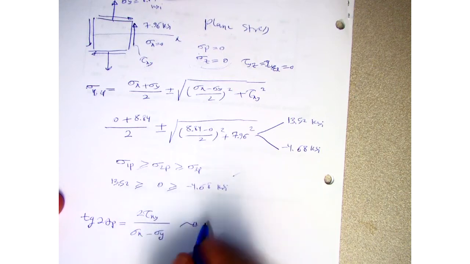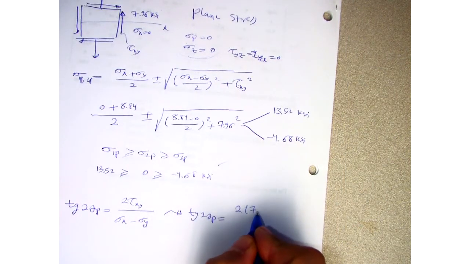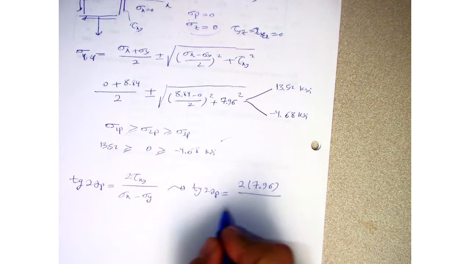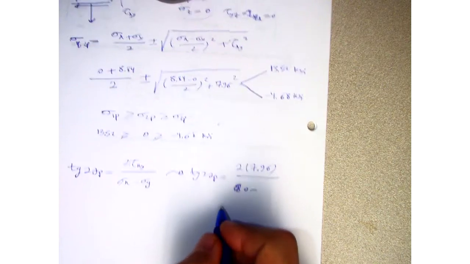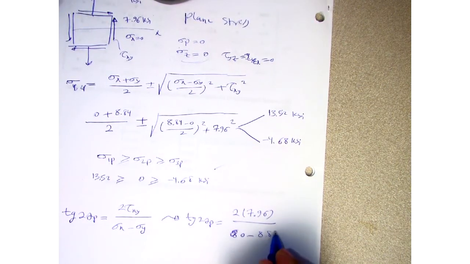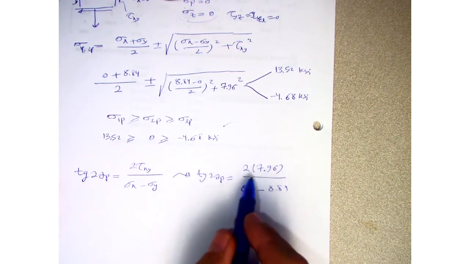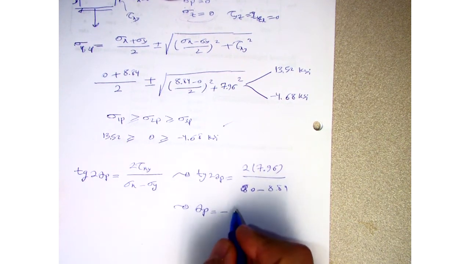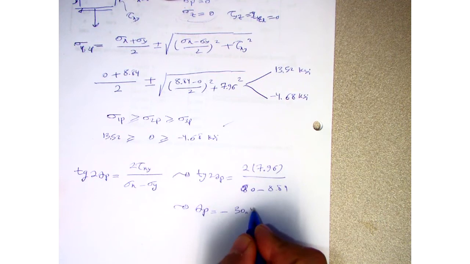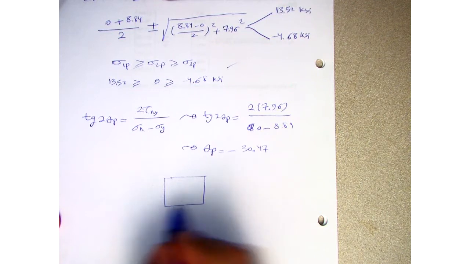So my tau xy is, let me plug that into here, 2 times 7.96 divided by my sigma x, which is 0. The second one, sigma y, is 8.84. So from here you see that the angle is going to be negative because I have a negative here. All right, from here theta p will be negative 30.47.